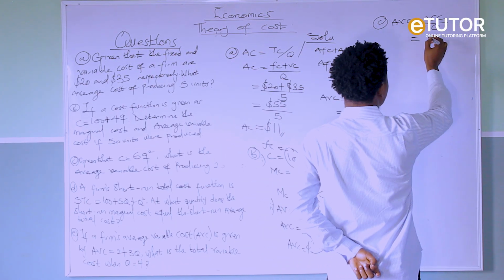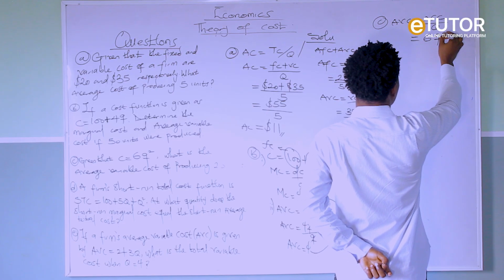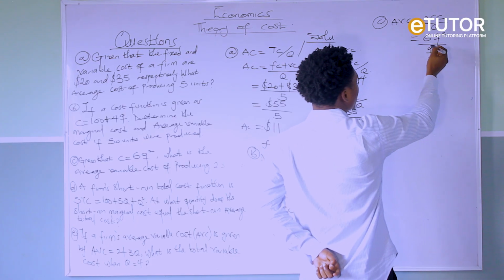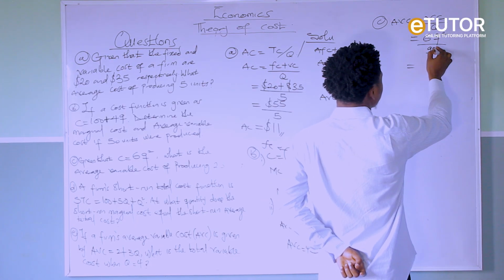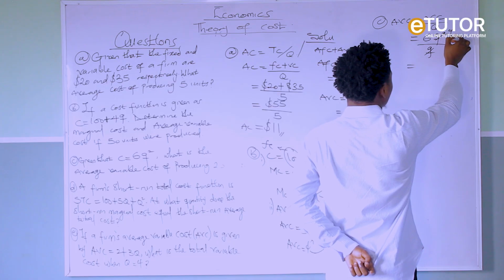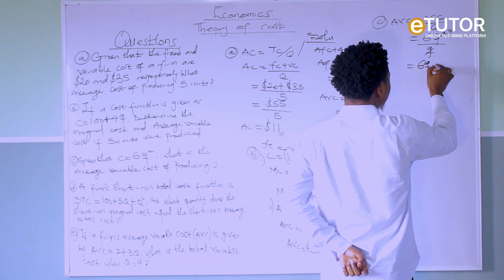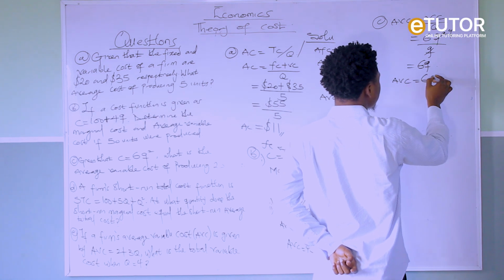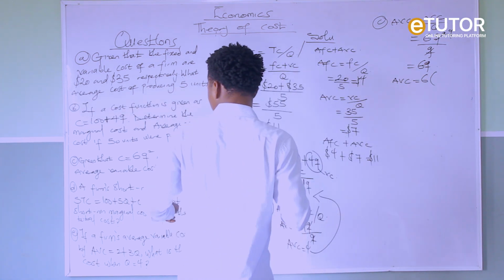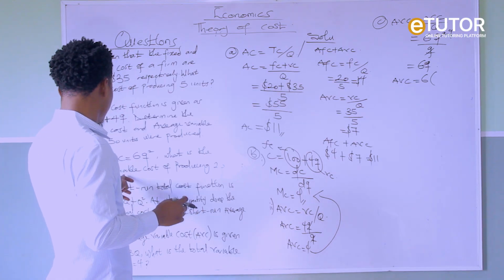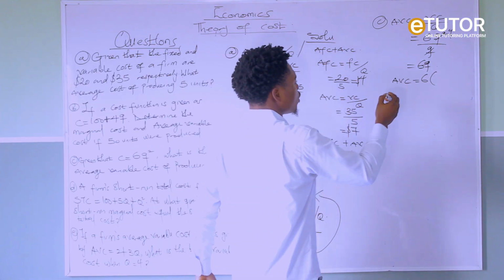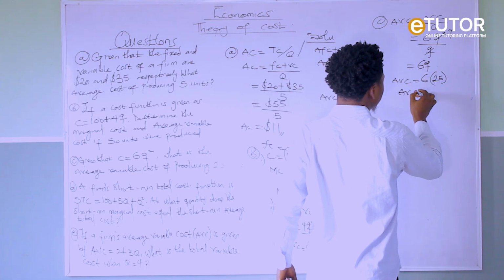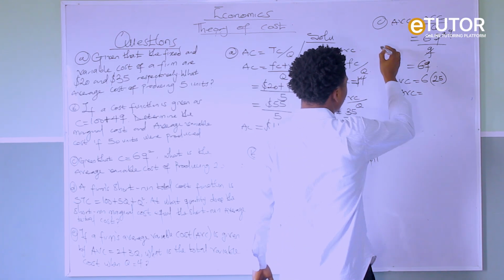So what's our variable cost? That's 6Q squared over Q, right? So here this cancels this, we're left with 6Q. So our average variable cost will now give us 6Q. What is Q? Q from this question is 25 units. So we have 6 times 25.